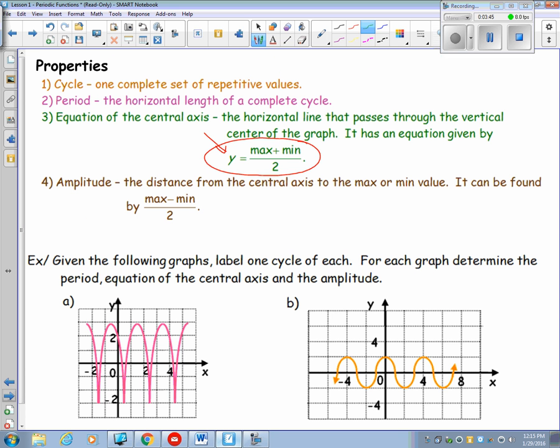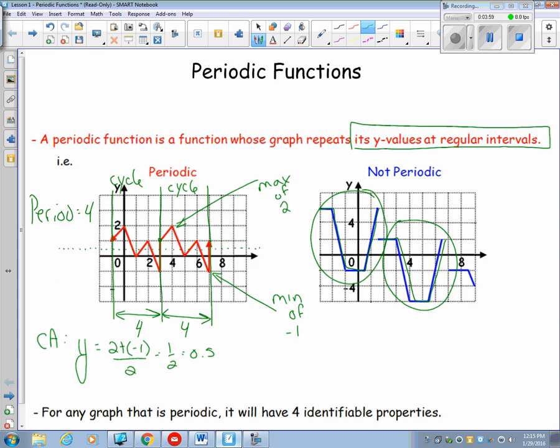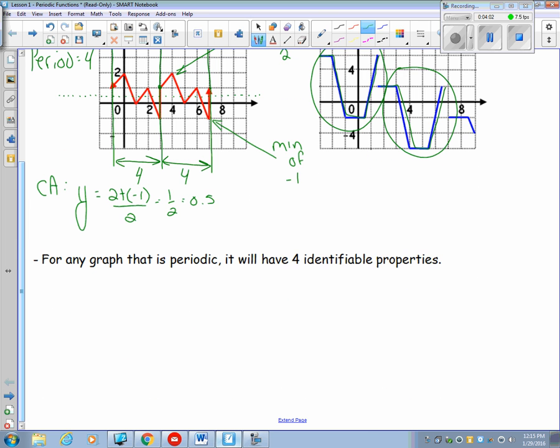The fourth property, the amplitude, is the distance we get from the central axis to the max or min. How far from average do we actually get? It has basically the same formula, max and min, but be careful, it's a minus sign this time. So on that first graph, same ideas.